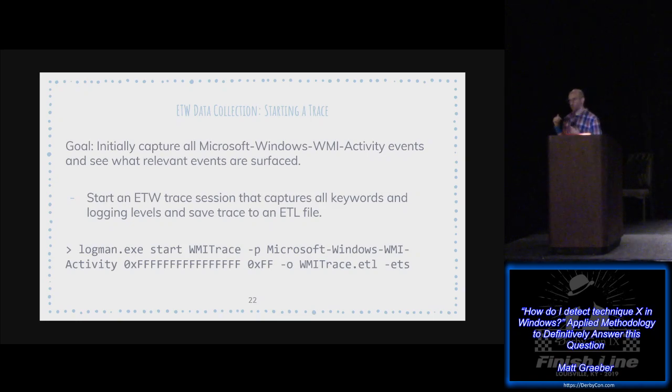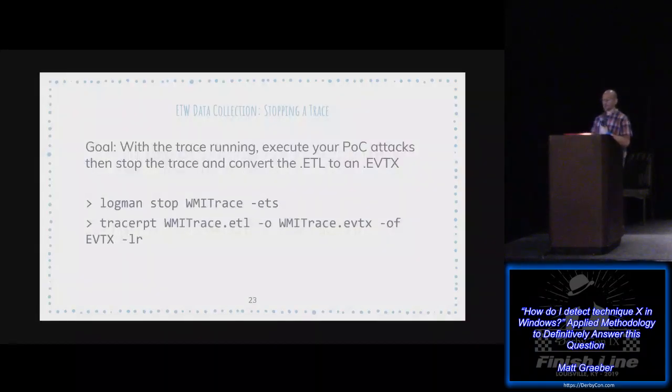-p stands for provider. So we specify the provider name right there. And then we give it a keyword value. So if we wanted to filter on certain keyword values, we could. But instead, so this is a 64-bit value, I'm just setting all the bits to 1, meaning I want to collect all the keywords. I don't want to do any filtering on any of the events that are going to be collected in this trace. And then 0xFF, this byte refers to the log level. Okay? I don't care about the log level. I don't want to filter. Just give me all the events.